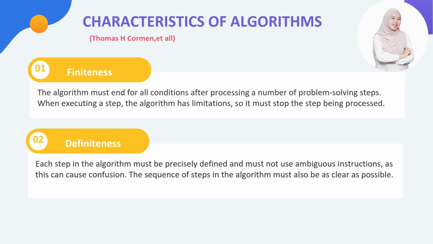The first characteristic is finiteness. The algorithm must end for all conditions after processing a number of problem-solving steps. When executing a step, the algorithm has limitations, so it must stop the step being processed. And the second characteristic is definiteness. Each step in the algorithm must be precisely defined and must not use ambiguous instructions, as this can cause confusion. The sequence of steps in the algorithm must also be as clear as possible.